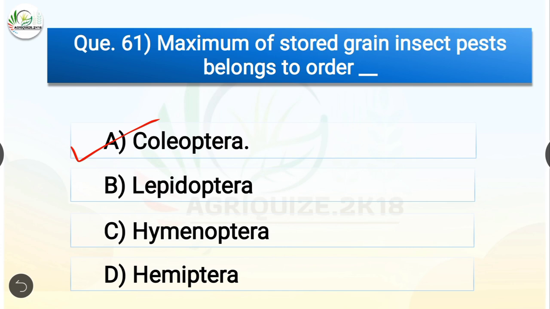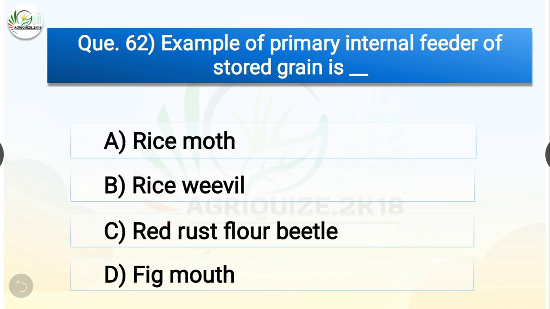Question number 62. Example of primary internal feeder of stored grain is dash. The options are rice moth, rice weevil, red rust flour beetle or fig moth. The correct answer is option B, rice weevil. So example of primary internal feeder of stored grain is rice weevil.